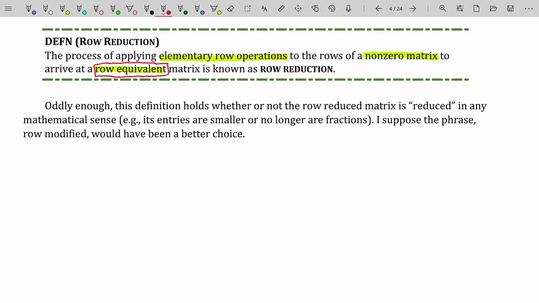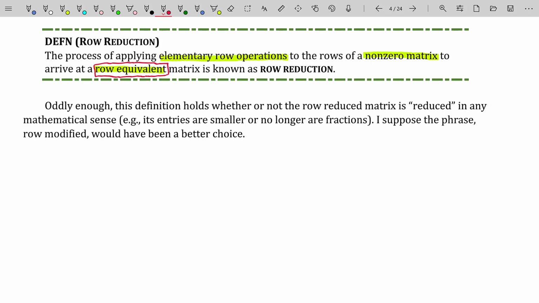For example, its entries might be smaller after you've row reduced it, or they could be larger, or your entries could have been fractions originally, but now they're not. Or it could be the other way around. Maybe originally the entries of your matrix were integers and you just decided to multiply each row by a non-zero constant, 1/7, to get fractions everywhere.